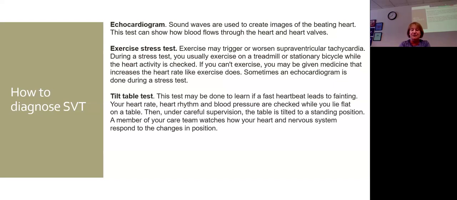And then also a tilt table. Has anyone had a tilt table test? It's hard to say 3 times fast. This test may be done to learn if a fast heartbeat leads to fainting. Your heart rate, rhythm, and blood pressure are checked while you lie flat on a table. Then under careful supervision, that table is tilted to a standing position. It looks at your heart rate, blood pressure, and rhythm, and sees what happens and whether there are some nervous system issues involved that respond to changes in position as well.